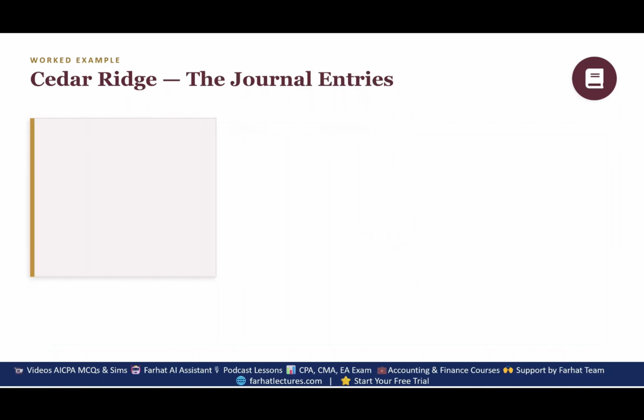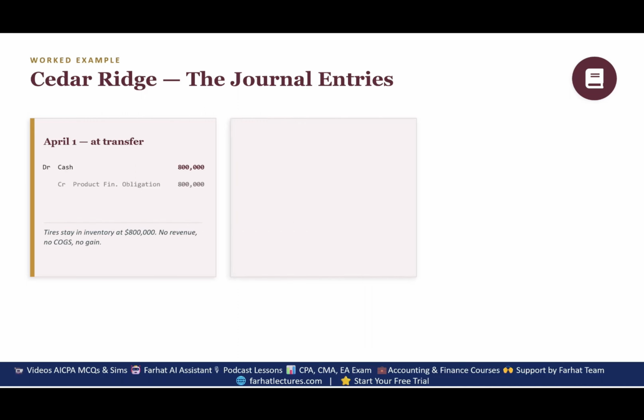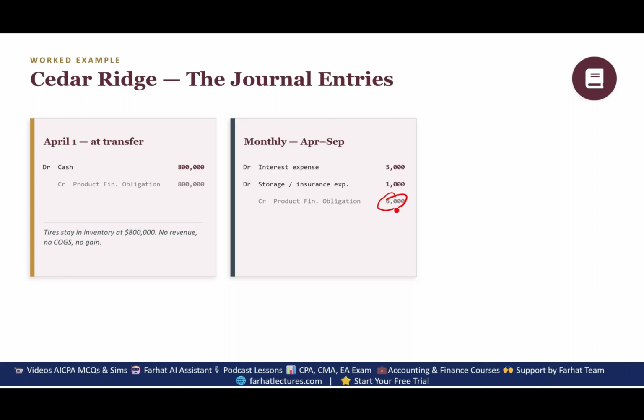So here's the journal entries that we need to process on April 1st at transfer. We debit cash, credit some sort of a liability called product finance obligation. Okay, so remember the tire stays in inventory, no revenue, no cost of goods sold, none like that. On a monthly basis from April to September, what we do is we debit interest expense, credit storage, insurance expense, and we credit the obligation, an additional $6,000 added to this. And again, this repeats six times.